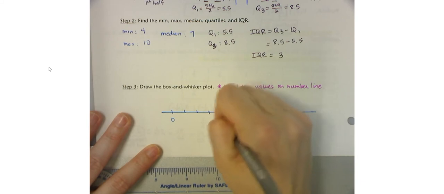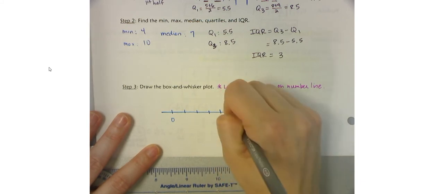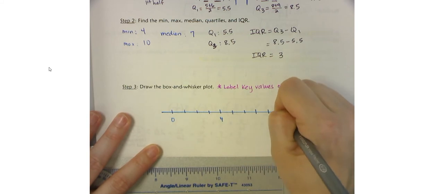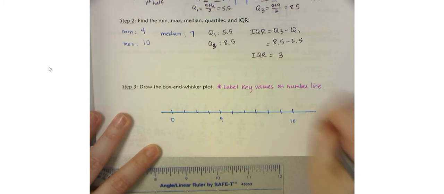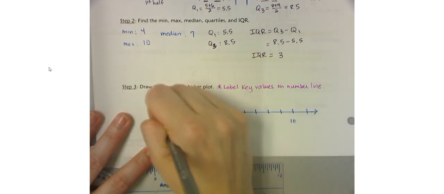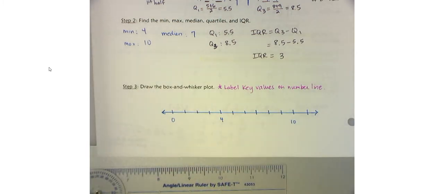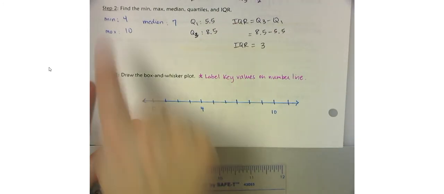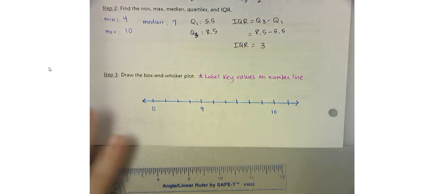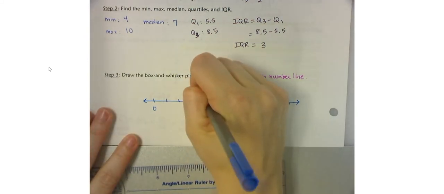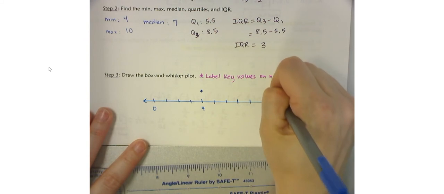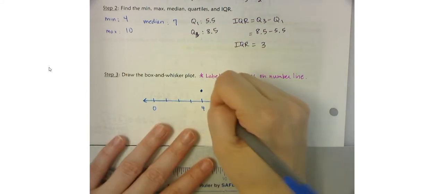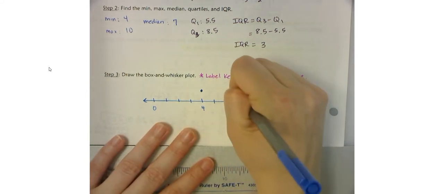Alright, so then what I'm going to do is plot my points for my min and my max. So at 4 and 10. My next one for the median is going to go at 7. So 5, 6, 7. So I'm going to label that on my number line. My first quartile is at 5.5. So I'm just going to put a little dash here. 5.5. And that's where this point's going to go. The next one is at 8.5, so I'm going to label that. Okay, so now I have all my key values labeled.